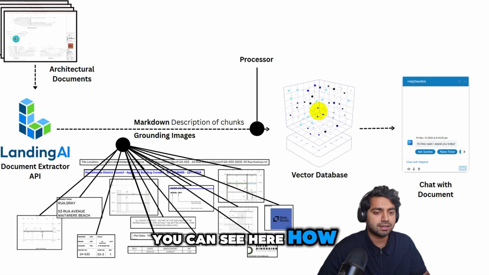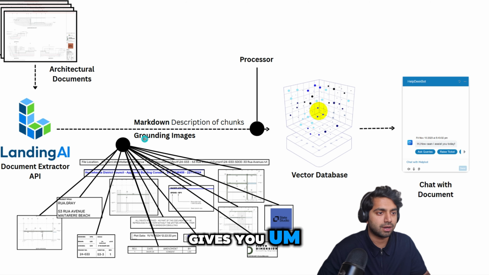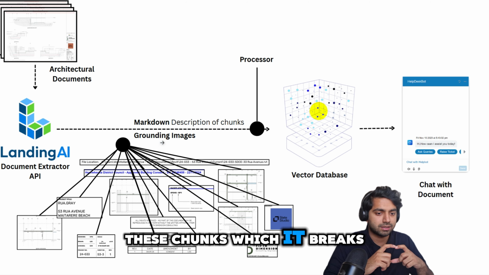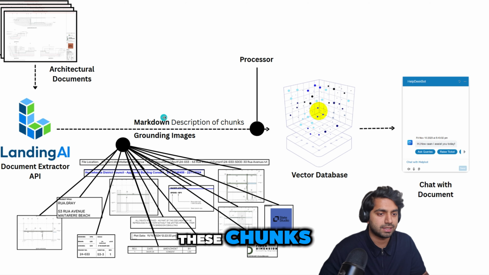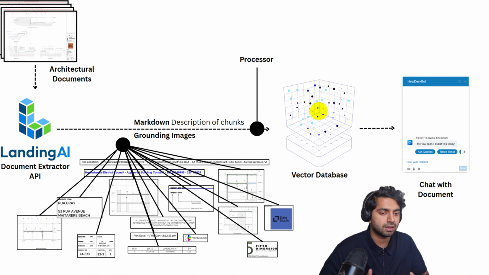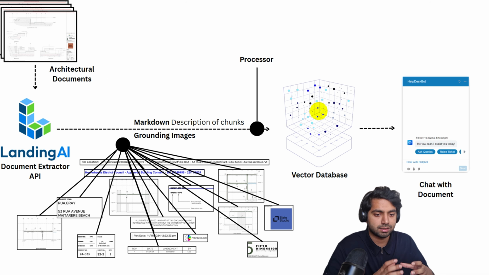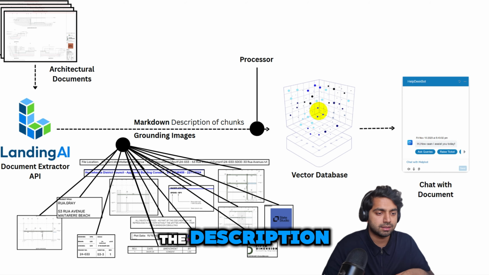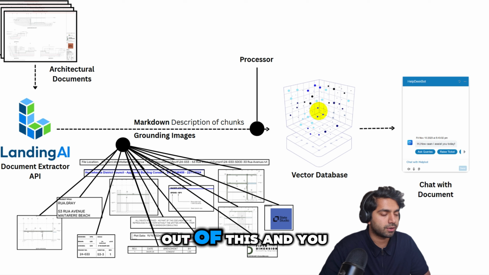You can see here how this API works. It takes in architecture documents, and as output, it gives you these chunks, which it breaks down into, and textual descriptions of these chunks. So what you could do is add a processor right after it, which takes this markdown, the description which comes in markdown format, and then create maybe a vector database out of this, and you could chat with it.